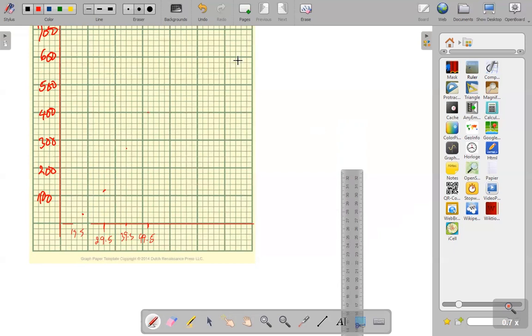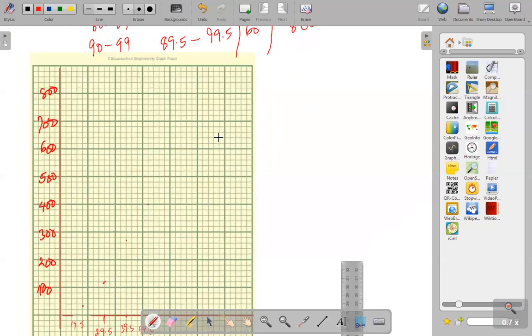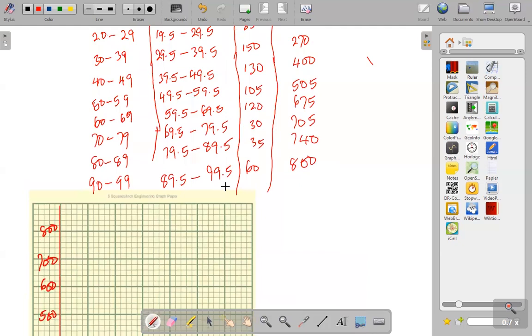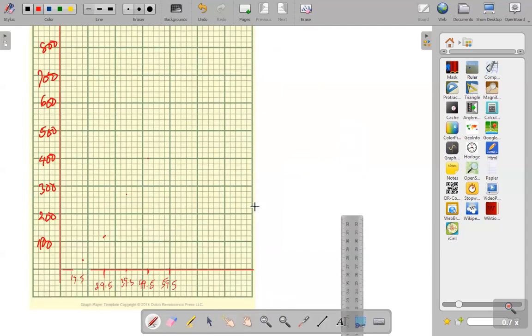Then the next item is 59.5. Let's count 4 boxes again: 1, 2, 3, 4. So 59.5 is right here. Then what was the cumulative frequency? 505. Here is 500. Let's assume 505 is somewhere here.